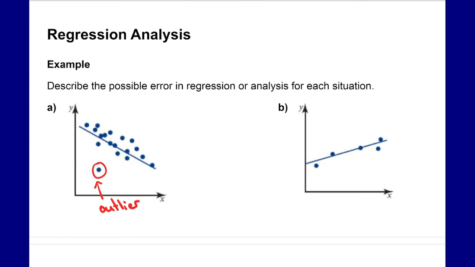For B, it looks like the line is good. It goes in between the data. However, if we look at the amount of data points in B compared to A, we can clearly see there's not a lot of data. There's only 5 points. So here what we would say is not enough data. Right? 5 points is tough to make a prediction. Usually you want to have a few more points to have a more accurate prediction, or you're more confident in what the prediction is.